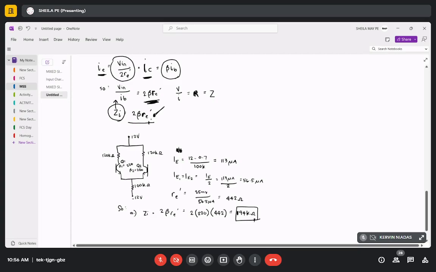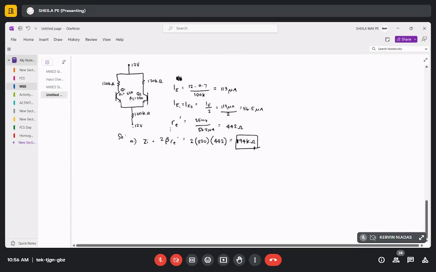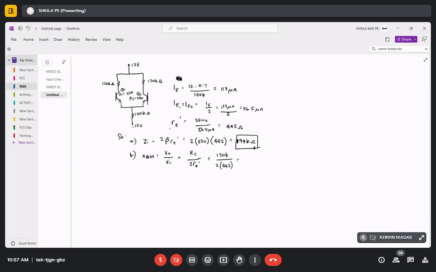Now we need to find the ADM of the following circuit. For our ADM, we have options to solve it, which is V output over V input, which is also RC over 2 RE prime. Hopefully ma-remember. So that's RC, which is 120K, twice of our RE, which is 442. So this is 136. Ako na siyang i-calculate para dali lang kanina.